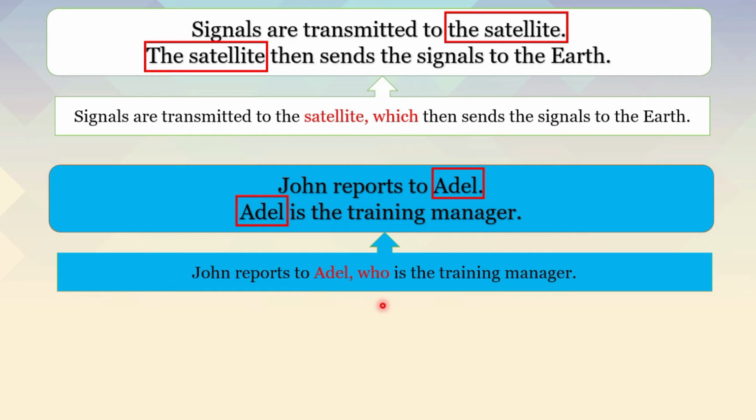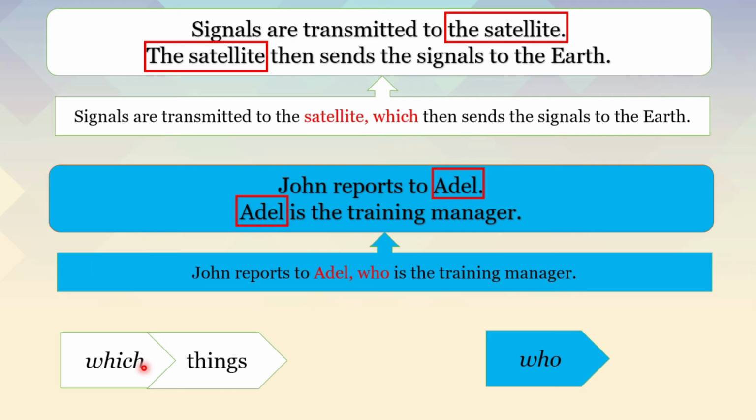You can see that here we used which, and here we have who. Why? Which and who. It's because which is used for things and who for people. The satellite is a thing, so we used which, while Adil is a person, so we used who. Very good.